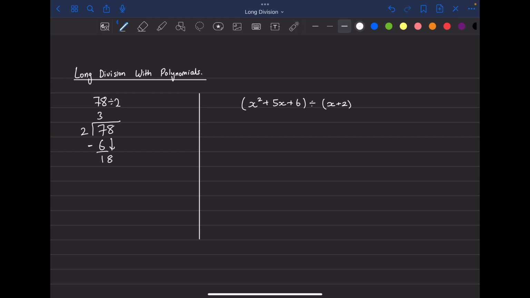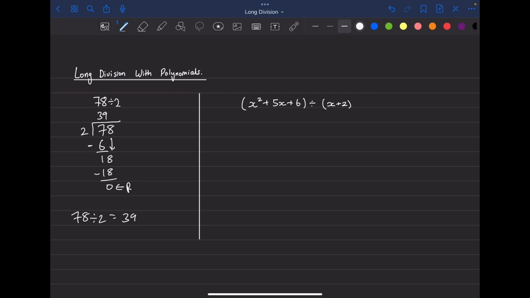And then how many times does 2 go into 18? Your answer should be 9. So 9 on top. And then 2 times 9 is 18. Subtract again, you get a 0, which is the remainder. And so from what we just did, we know that the answer to 78 divided by 2 is 39. Basically the quotient that we got on top.